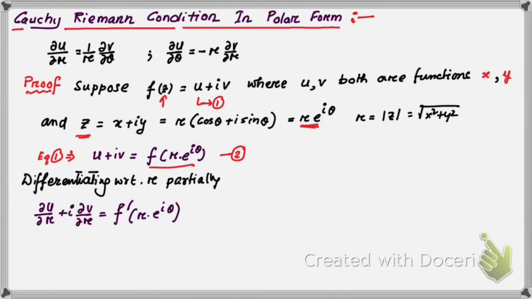This is itself a function. Again, it is a function of another function, that is r into e to the power i theta. That's why we have to differentiate the function inside the bracket again. And if we do so, then what we're going to have is this.